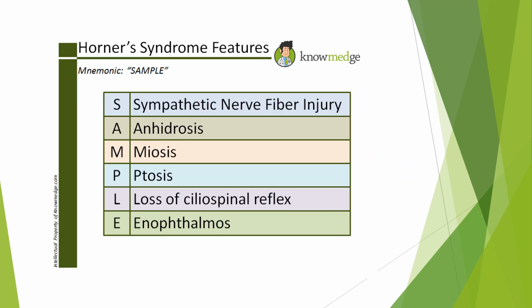Due to the involvement of T1, the features of Horner syndrome are noted as the sympathetic nerve fibers get affected. These symptoms are anhidrosis, lack of sweating; miosis, constricted pupil due to the paralysis of the dilator pupillae; ptosis, the drooping eyelid; loss of ciliospinal reflex; and enophthalmos, which is sunken eyes.